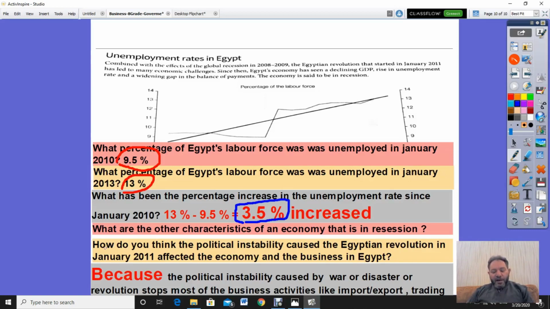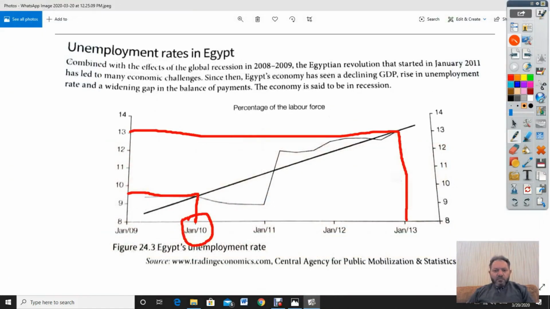Let's talk about question D, or 4. What are the other characteristics of an economy that is in recession? I am not writing the answers here, because if you want the characteristics of the recession, let's go again to our slides. You will find more than one answer here.